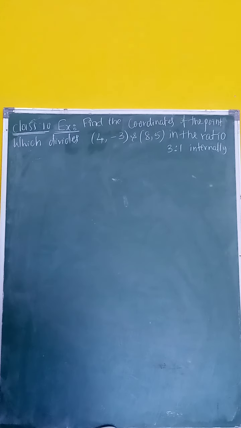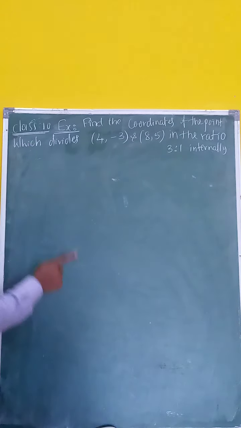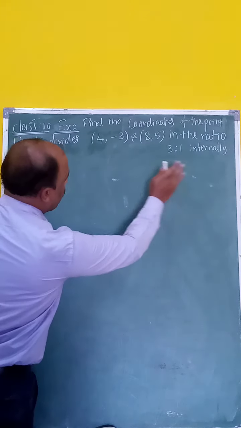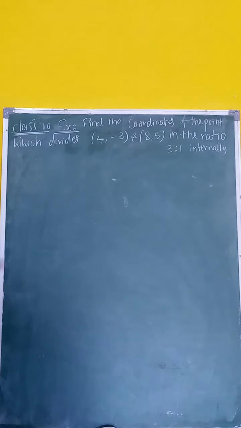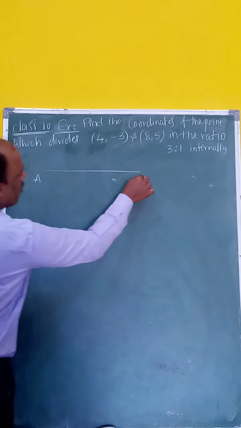Now we'll go for one example, using the section formula that we have to solve now. Find the coordinates of the point which divides the line segment with points 4 comma minus 3 and 8 comma 5 in the ratio 3 is to 1, internally. That is clearly given in the question. Internal means the point is inside the line segment AB.